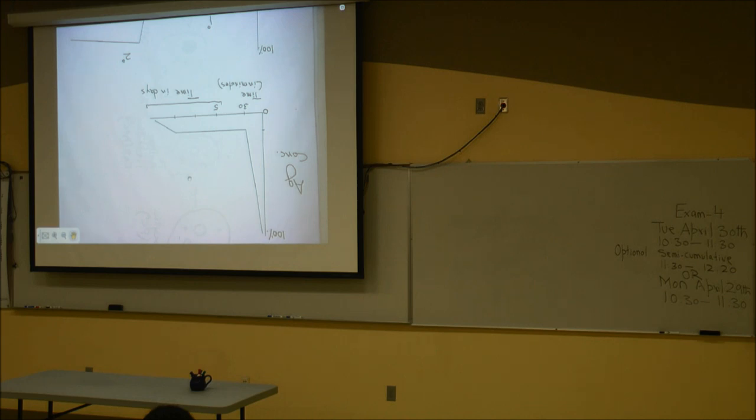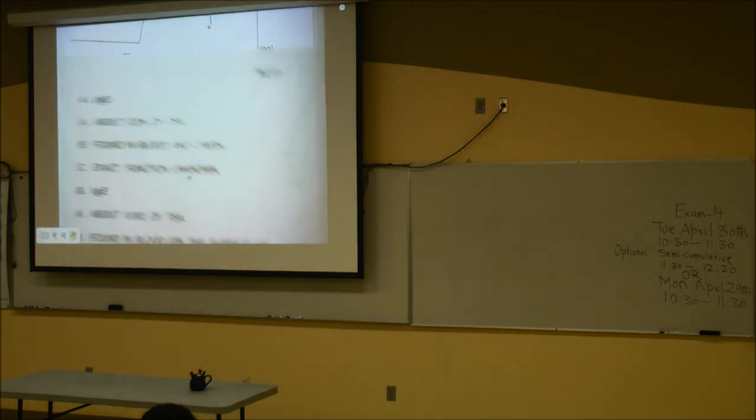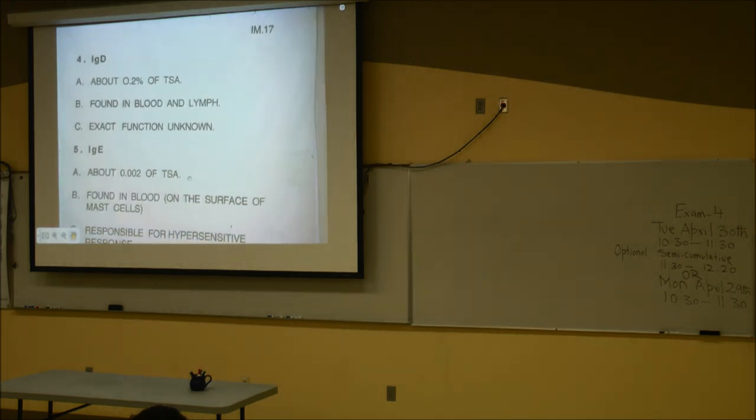Next class is IgD. 0.2% of the total serum antibody. Exact function is still unknown. They are antibodies, so they do perform opsonization, but no one knows what their exact function is other than opsonization. One day we'll probably find out, but at this time, the exact function other than opsonization is unknown.